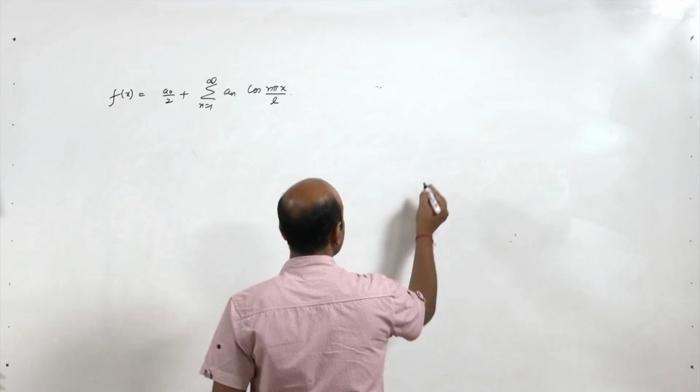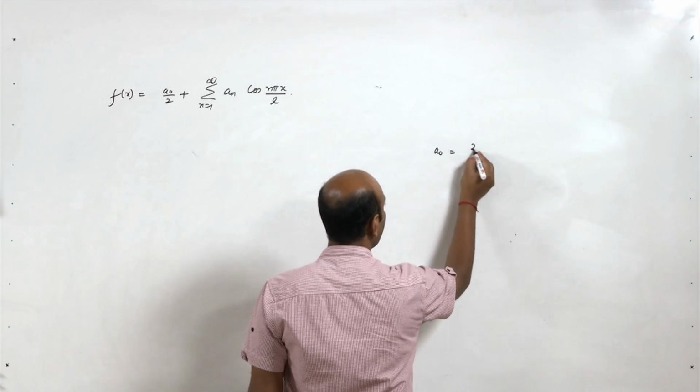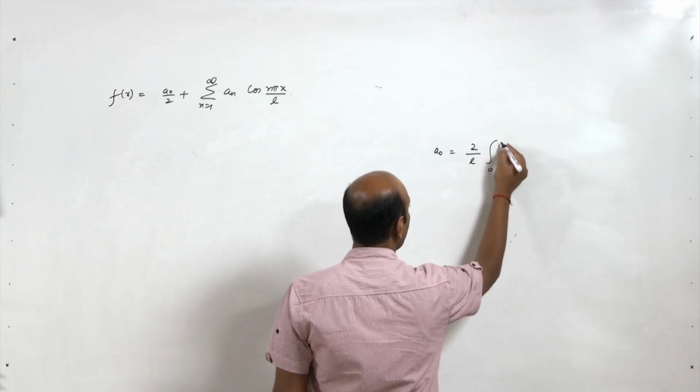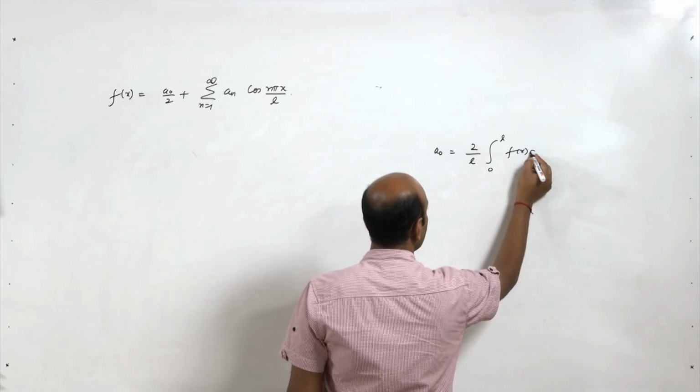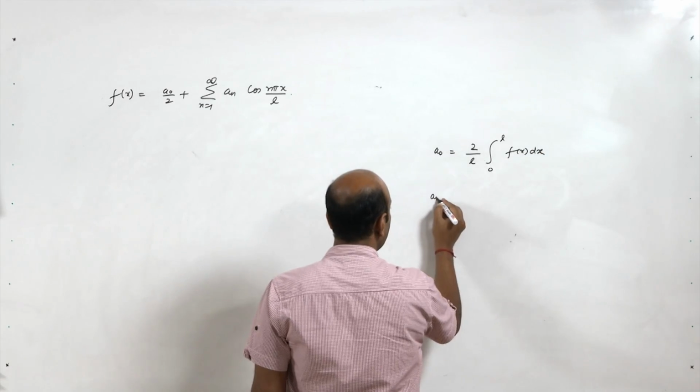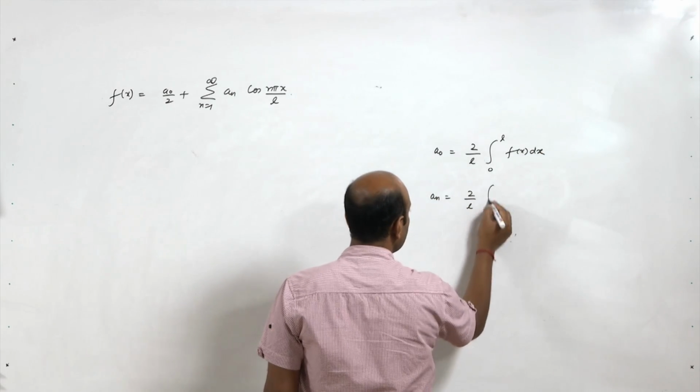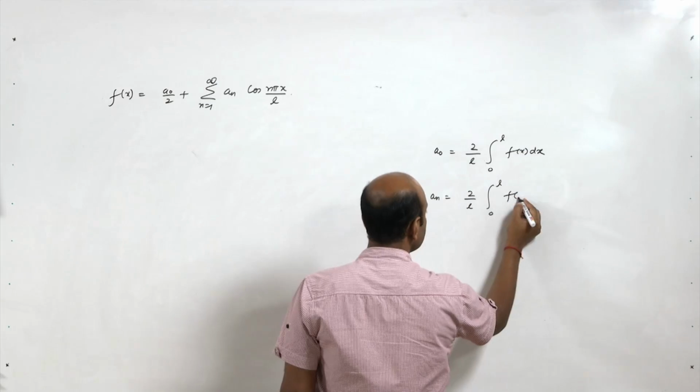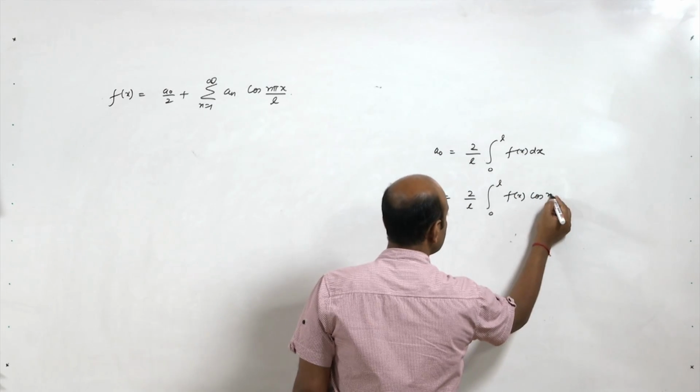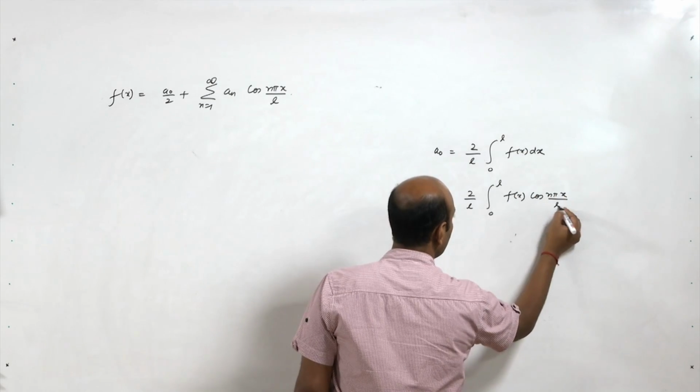So, what is a naught here? a naught is 2 upon L integral 0 to L f(x) dx. And what is a n? a n is again 2 upon L integral 0 to L f(x) cos n pi x upon L dx.